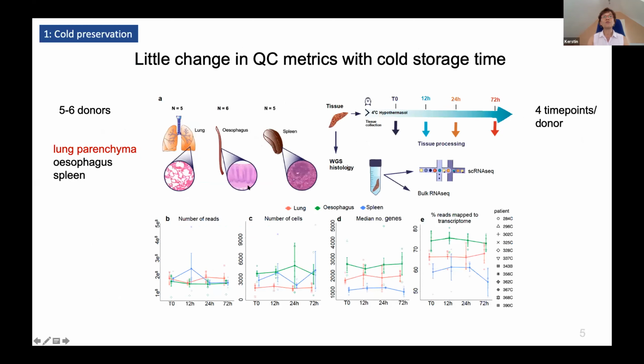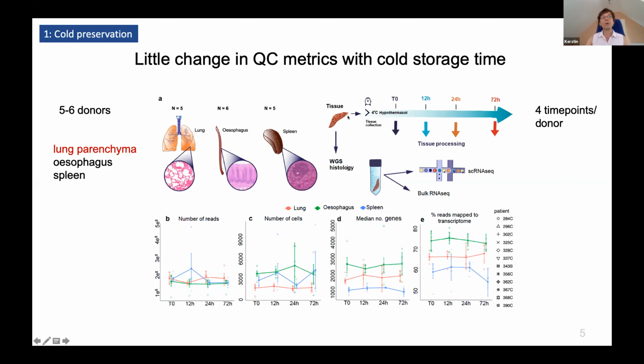For the cold storage and preservation, we've set up the following experiment. We took tissue samples from the lung, the esophagus, and the spleen, as these were supposed to represent three different tissues with different sensitivities to ischemia. For each, we did 5 to 6 different individuals. Once we retrieved the tissue, we stored it in hypothermosol, and then either used it as soon as the tissue arrived in the lab, or stored it for 12, 24, and 72 hours.